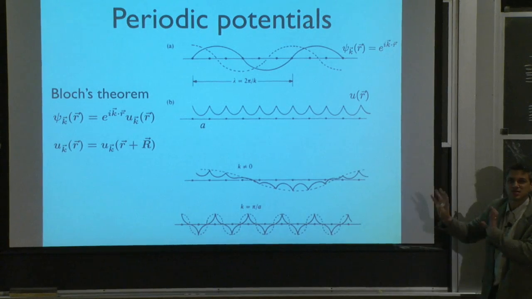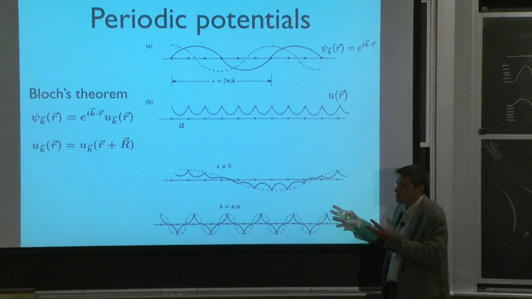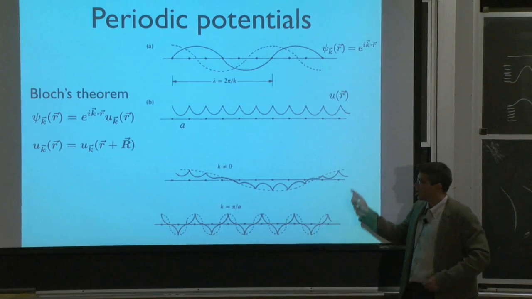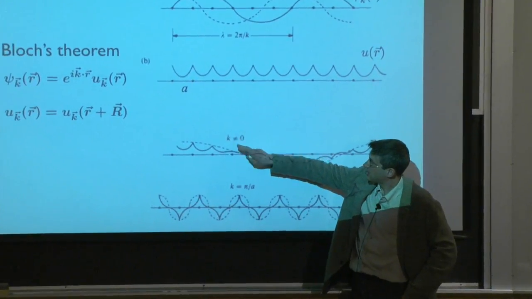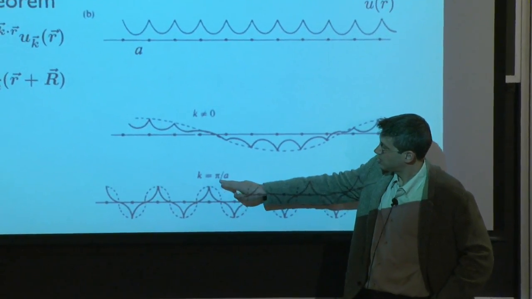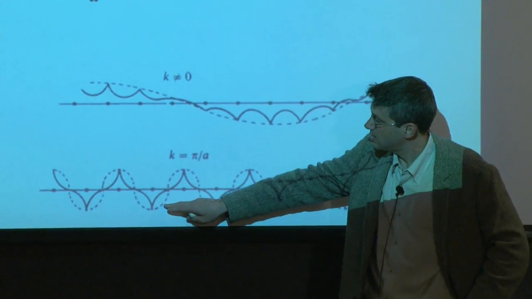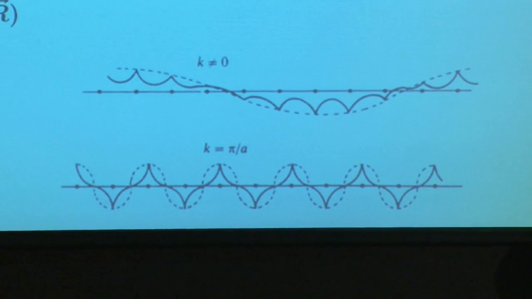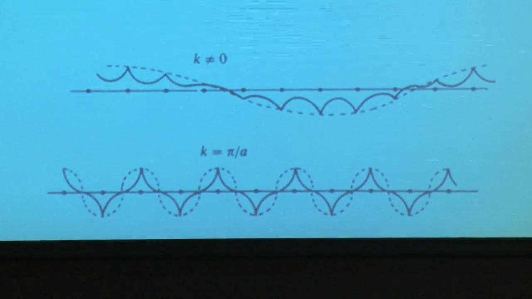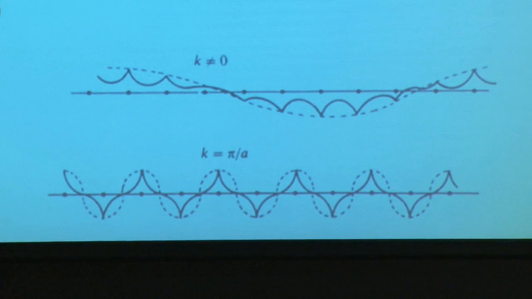And just to illustrate that you can get variation now, check out what happens when I change k from, say, something not equal to 0 to something like pi over a. You can see that these functions change dramatically. The wave function of the crystal changes. Does everybody see that?